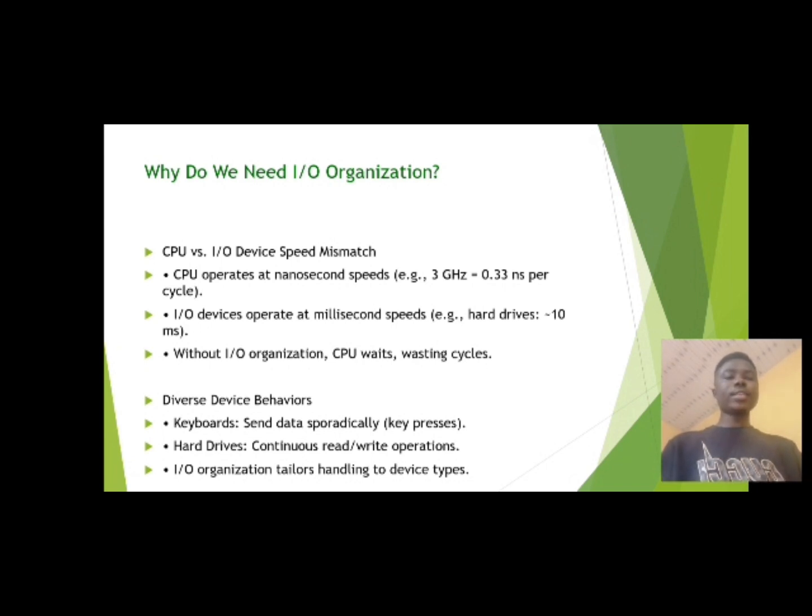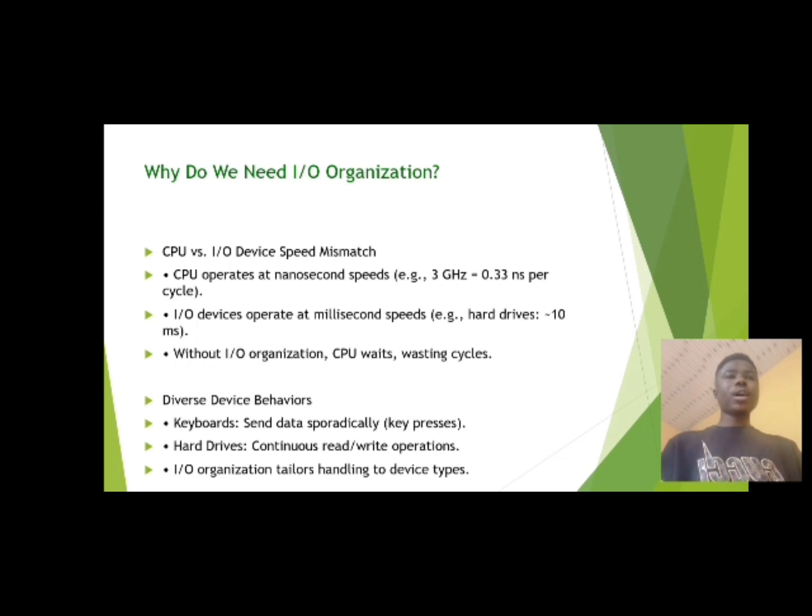In this video I'll be explaining why input or output organization is important in computer architecture. So first, let's talk about the speed mismatch between the CPU and the input or output devices. The CPU operates really fast, usually in nanoseconds. For example, a 3 GHz processor can complete a cycle in about 0.33 nanoseconds, but input or output devices like hard drives work much slower, in milliseconds. This creates a big gap in speed.